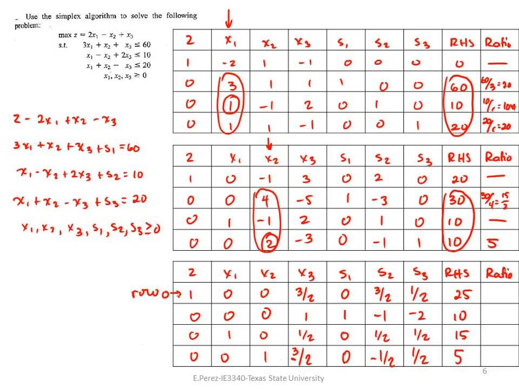So what will be the value of x3? Correct. What will be the value of x1? Correct. Okay. So let me write those solutions. Optimal: z equals 25, s1 equals 10, x1 equals 15, x2 equals 5, s2 and s3 equal 0. And that's your optimal solution.